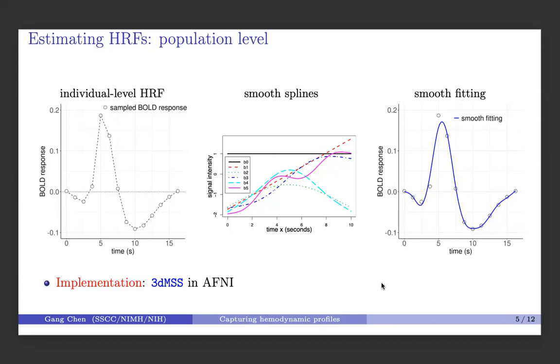With that set of smooth splines, we can capture a smooth hemodynamic response curve like the blue curve on the right-hand side. So that's our workflow of estimating hemodynamic response functions at the population level. This approach has been implemented in AFNI with the program 3dMSS. It is data-driven, but we also don't fully trust the data, so we have leveraged some regularization. So let's apply this approach to a real data set.